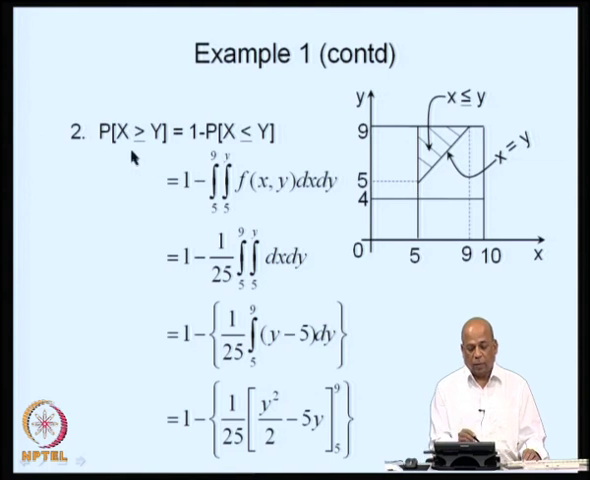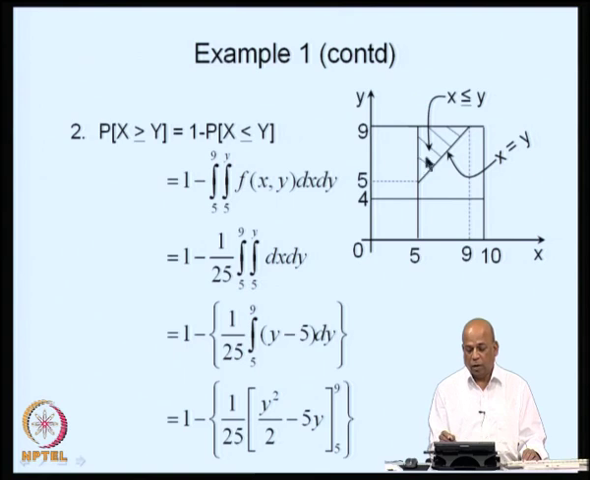We use the fact that the probability that x is greater than or equal to y can be written as 1 minus the probability of x being less than or equal to y. So, we can focus on this region where x is less than or equal to y and then get the probabilities. So, we write this as 1 minus, you look at this region, we are allowing the x to vary first, I am sorry. So, x varies from 5 to y.